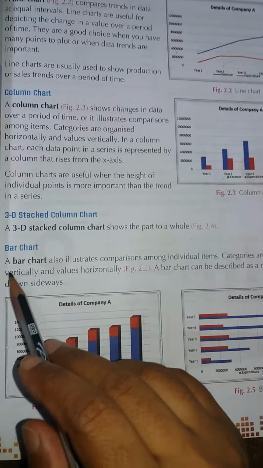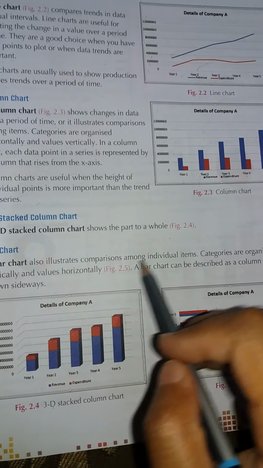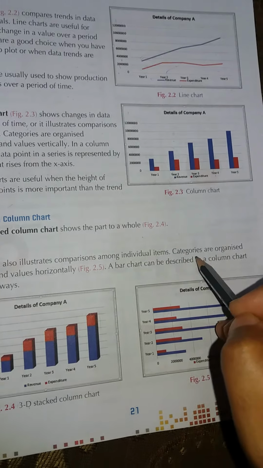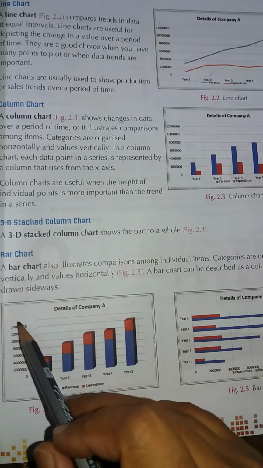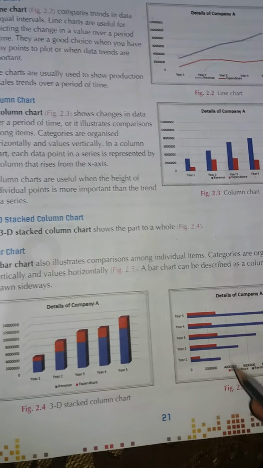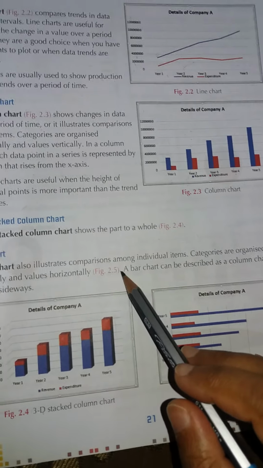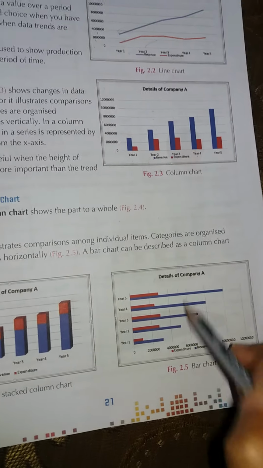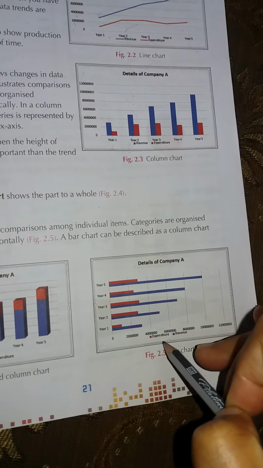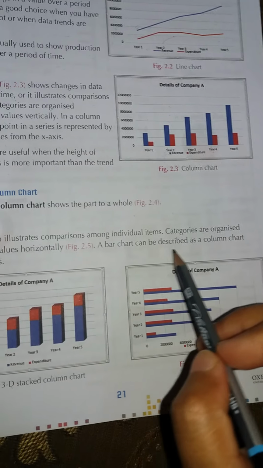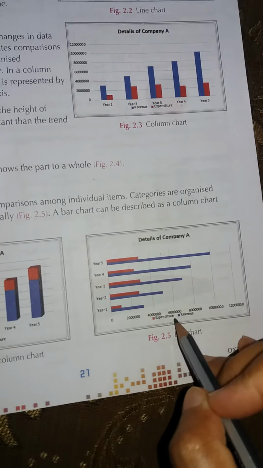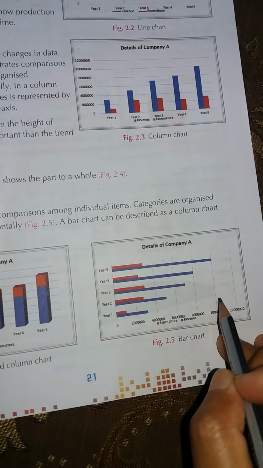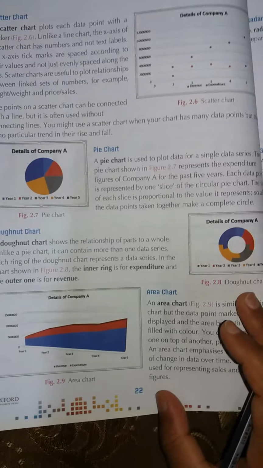Now, bar chart. A bar chart also illustrates comparisons among individual items. Categories are organized vertically and values horizontally. As in figure 2.5, this is bar chart. A bar chart can be described as a column chart drawn sideways. Understand? Now let's move towards page number 22.